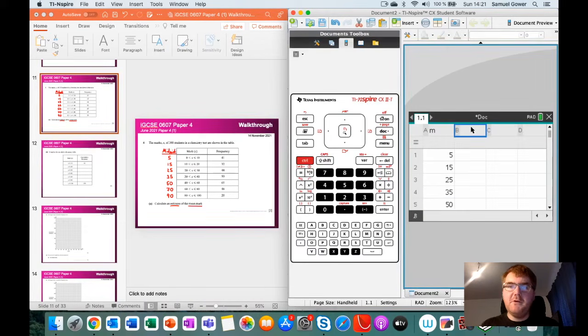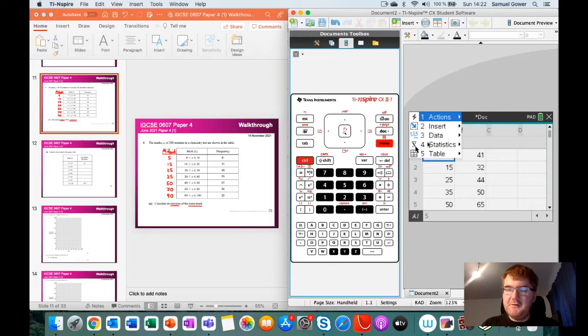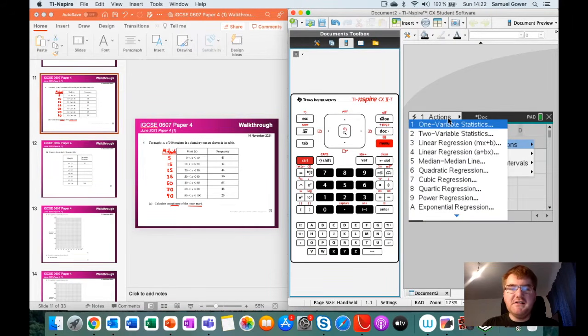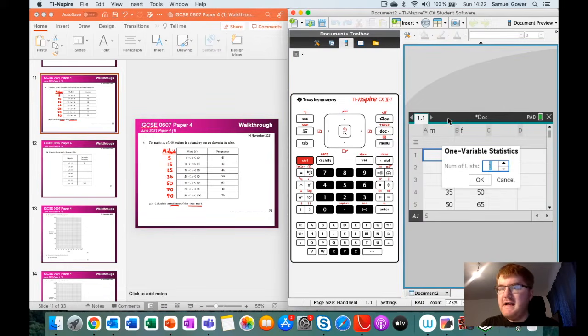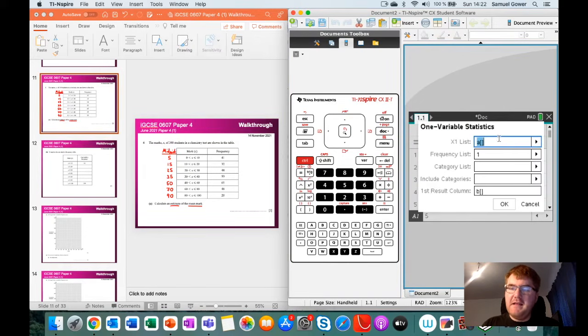And now here for the frequencies, I'm going to type in all the frequencies. Okay, and once I've got this, I go to Menu, I go to Statistics, Stat Calculations, 1 variable statistics. Notice we only have 1 variable in this situation. And now my X list is going to be M, frequency list is going to be F for frequency, makes sense.